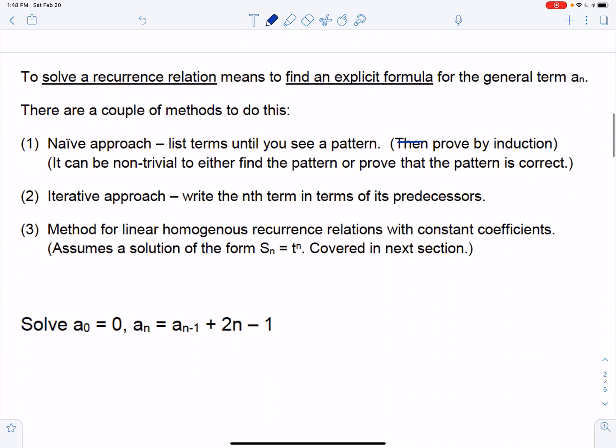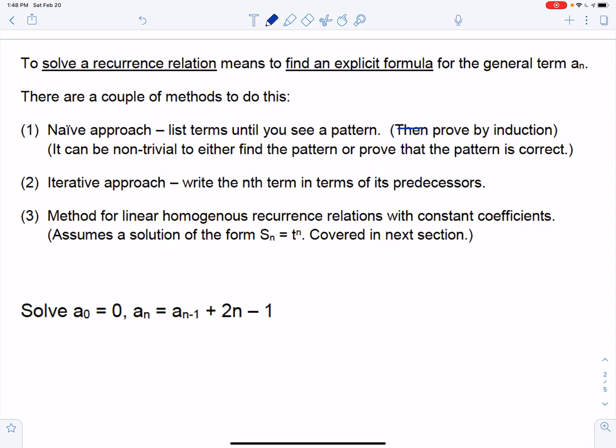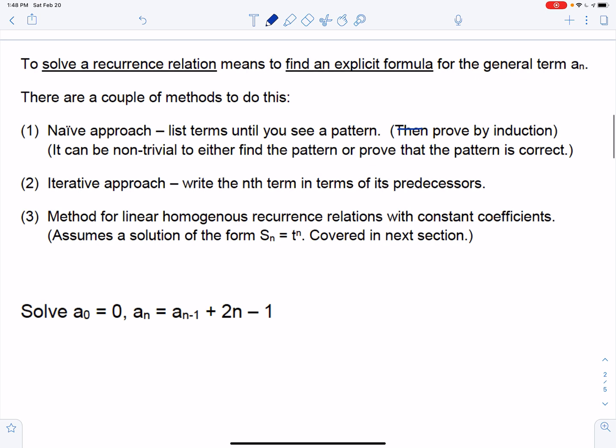So speaking of getting explicit formulas, when we solve these recurrence relations, it means we're finding an explicit formula. We're no longer relying on previous terms to get terms of the sequence, which means if I wanted to find a sub 10, I no longer need to know a sub 9. I can have a formula to find a sub 10. So there's a couple methods that we can use.